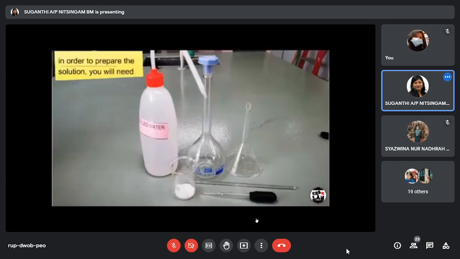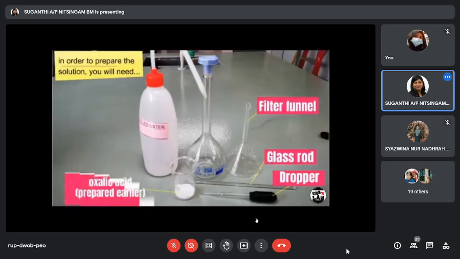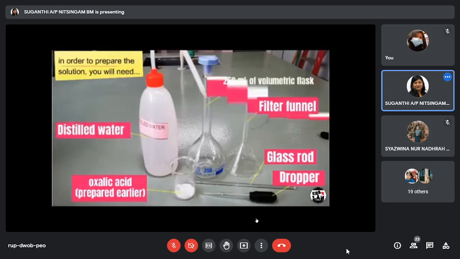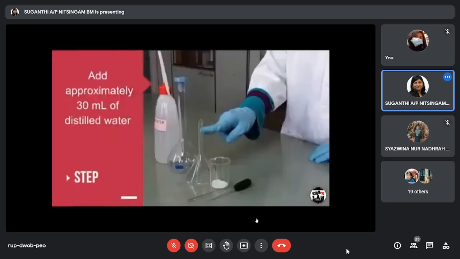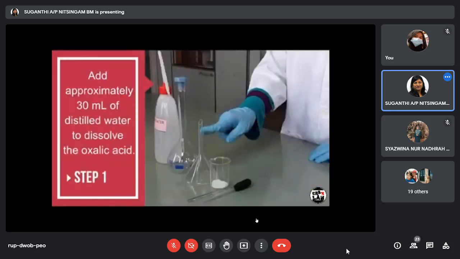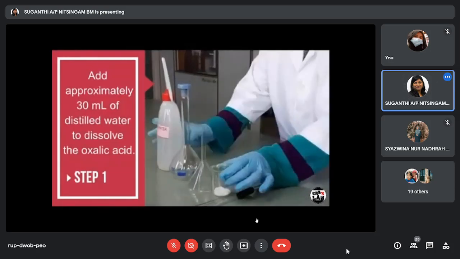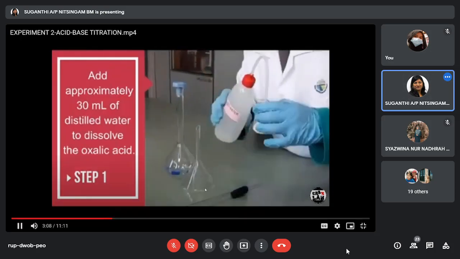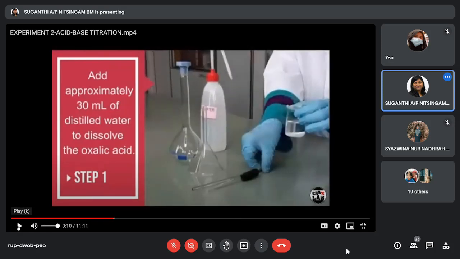In order to prepare the solution, you will need measure glass rod, filter fiber, oxalic acid, and distilled water, and 250 ml of formulating flask. Step 1. Add approximately 30 ml of distilled water to dissolve oxalic acid.